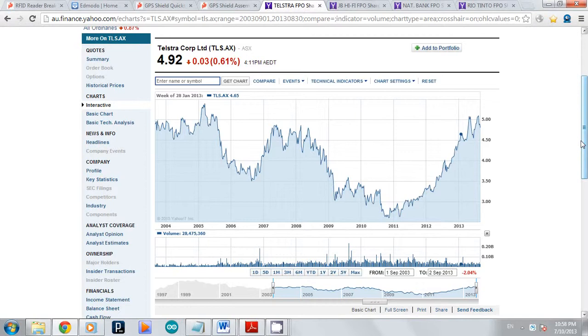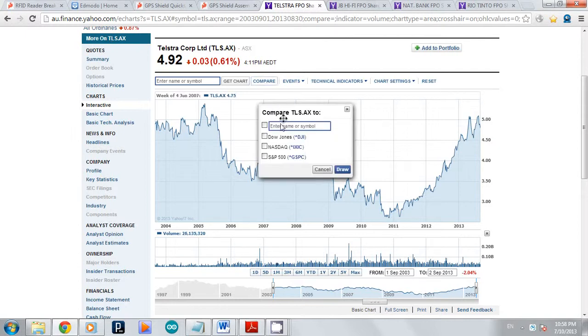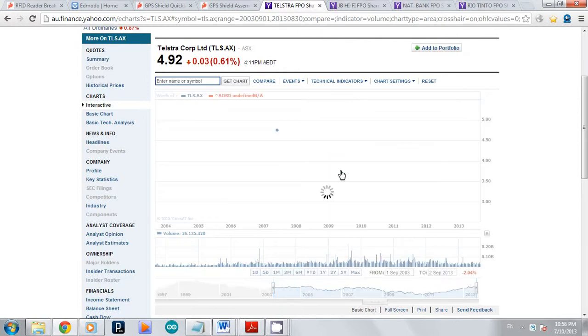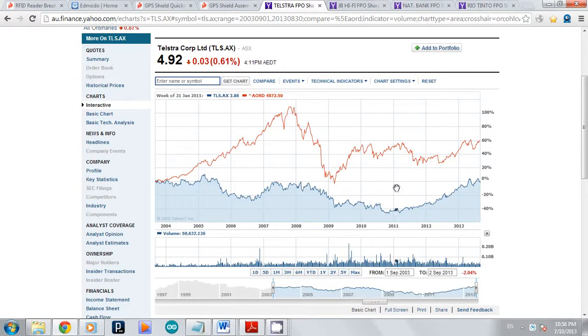As you can see here, I don't have the ordinaries index there. So that's what I want to add next. Up the top here where it says compare, I click that. And under here where it says enter name or symbol, I click on that and then type in the following. This is important: AORD for all ordinaries. Click on that. Go draw. And there you go. So that shows you what the ordinaries has been doing over the last 10 years. And the blue line here, that's what your company's been doing.